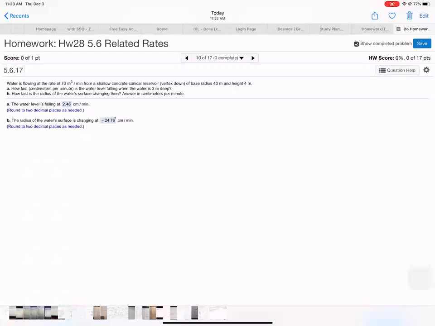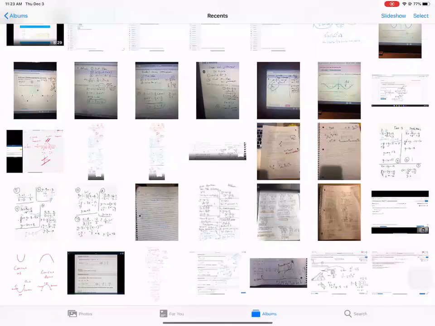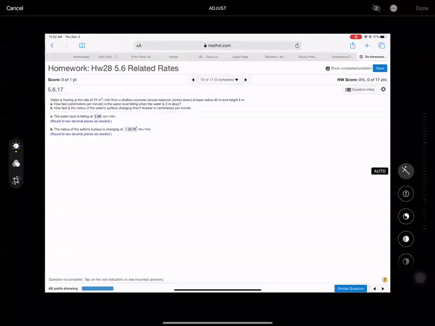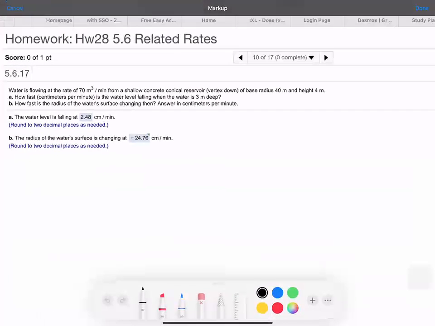Okay, like I said, I'm going to do question number 10. So water is flowing at a rate of 70 meters cubed per minute. So automatically I know the cube part means it's going to be a volume, right? So let me just label that. dV over dt is equal to 70 meters cubed per minute.